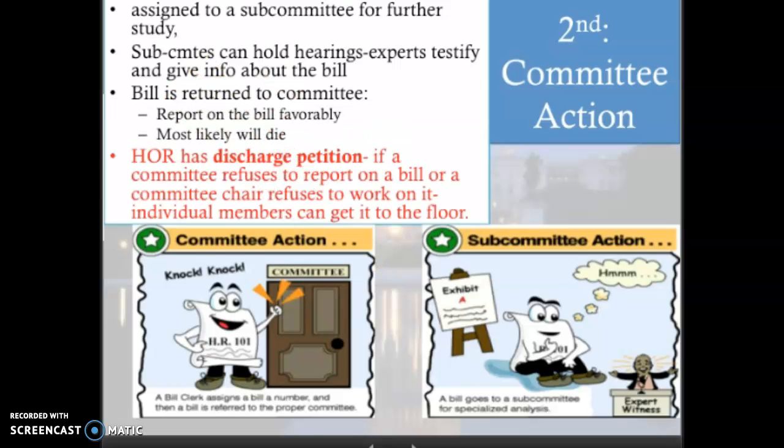If a bill is stalled out or dead in committee, the House of Representatives only, because it's in red, has a tool called a discharge petition. Think of it as a petition circulating amongst the members of the House, and if the majority of the members sign this petition, then it kicks the bill out of committee and puts it to the floor. So if a committee refuses to report on a bill, or a committee chair refuses to work on a bill, individual members can get it to the floor through a discharge petition.